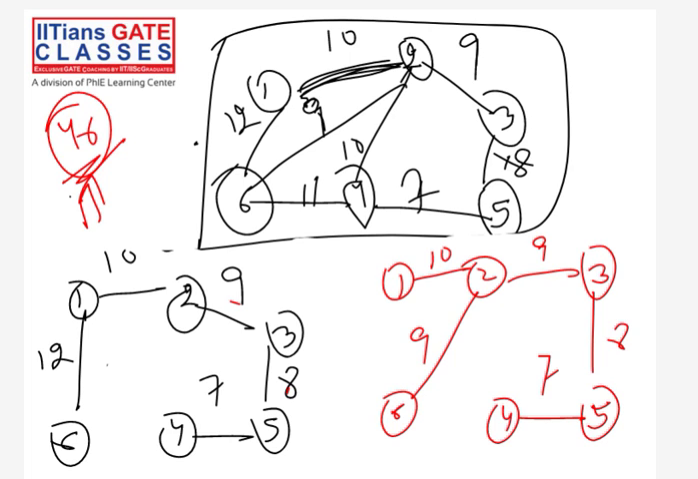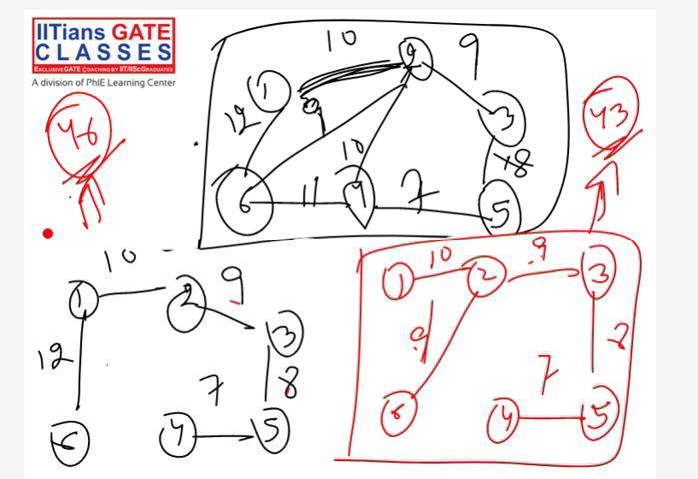Okay, now if you try and sum up this one, it will be 10, 19, 9. So this is 19, and then 9 would be 28, then 15 would be 38, and 43. So this is giving me 43. Weight in this case is 43. So basically, this spanning tree has less weight than this spanning tree.